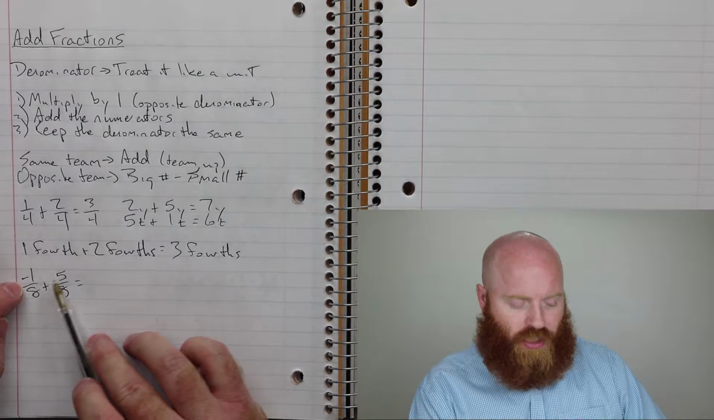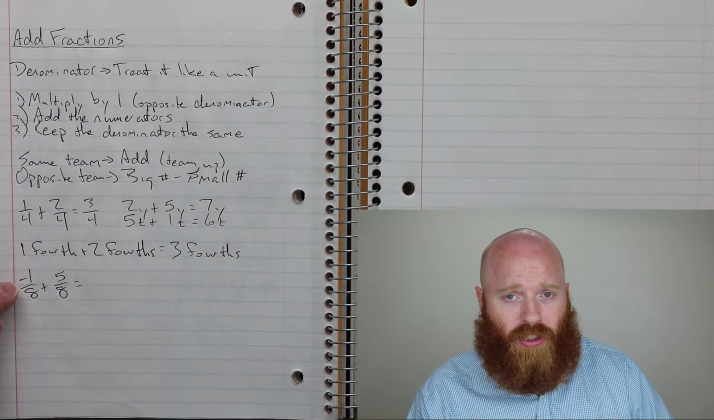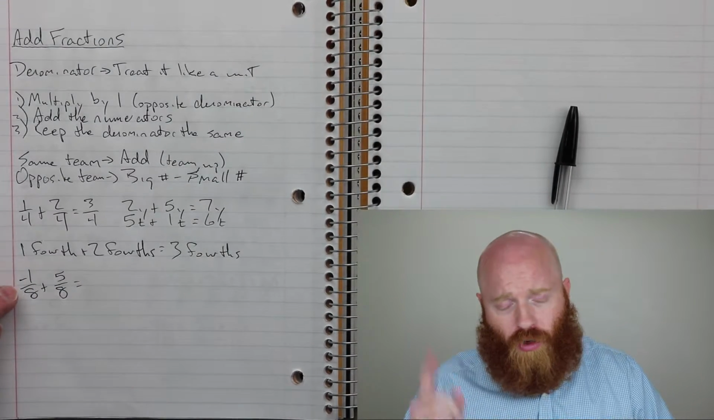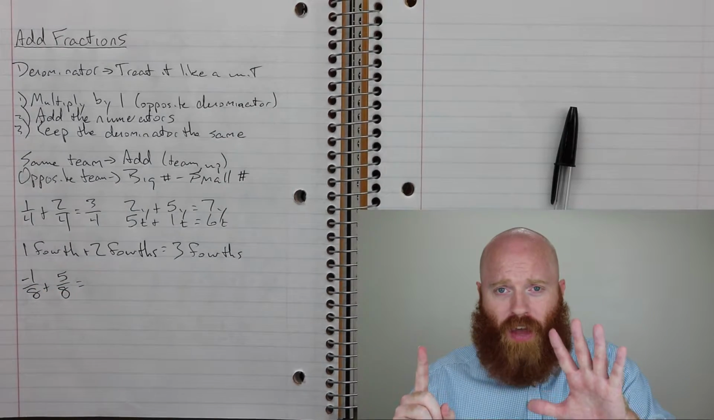1 bad guy plus 5 good guys. Again, you have to watch my adding integers video. You just got to do it. I'm not going to explain it here. I'm not going to waste the time of people that have already seen it. Go watch it. Come back when you're ready so you're not confused. 1 bad guy plus 5 good guys.